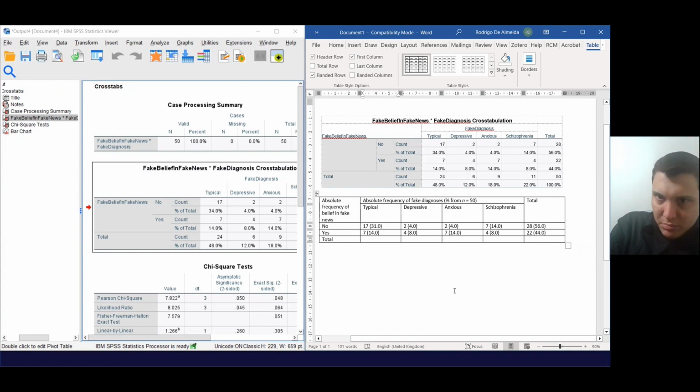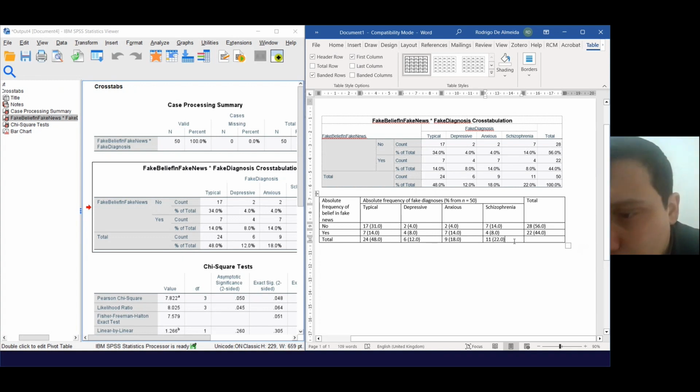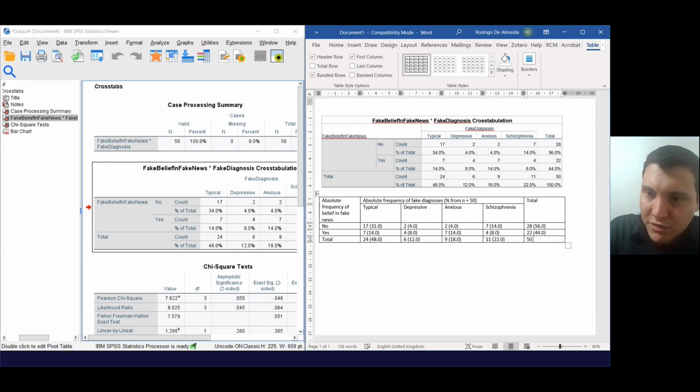48% of the sample are people who are typical. 12% are depressive people. 9 are anxious. 9 as an absolute count, but 18%, and 11 people, that is 22% of the whole sample, are people with schizophrenia. 50 people in total, that's our 100%.